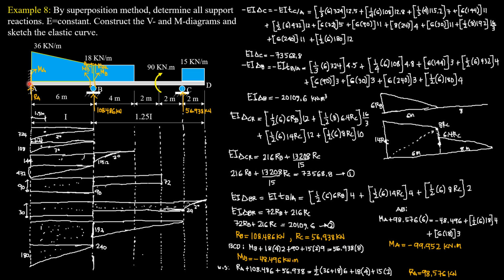Then, considering the entire system, summation forces Y equals 0. So RA plus 108.486 RB plus RC 56.938 equals the area of this trapezoidal loading 1/2 of 36 plus 18 times 6 plus area of this rectangular loading 18 times 4 plus area of this rectangular loading 15 times 2. So solving for RA is 98.576 kilonewtons. Then let's now have the moment at A also considering AB. So summation moment about A equals 0.